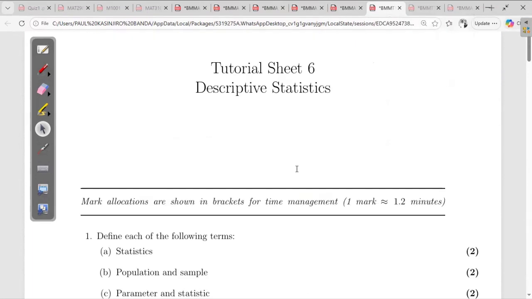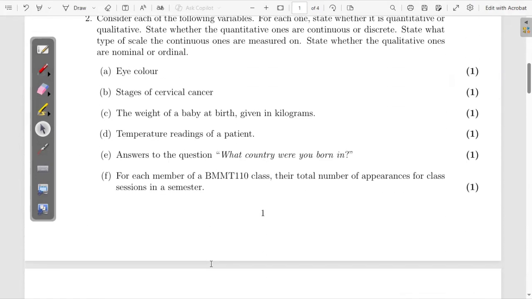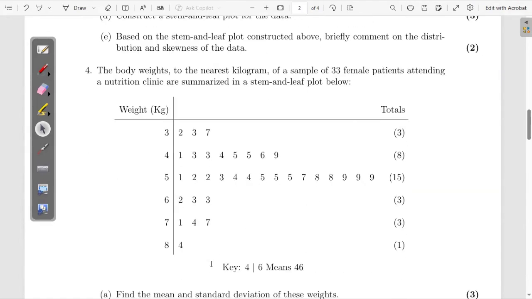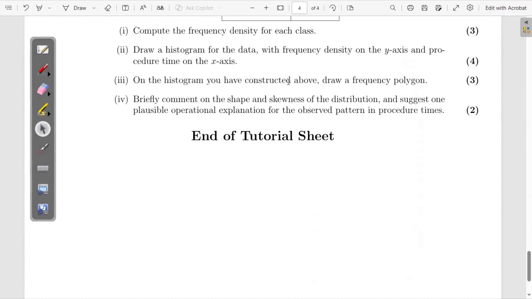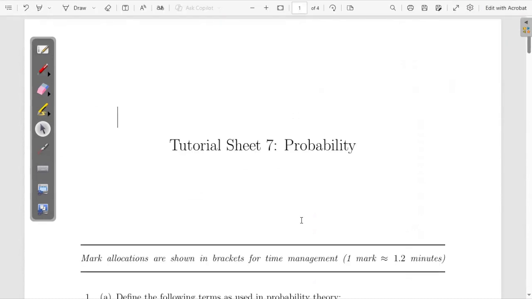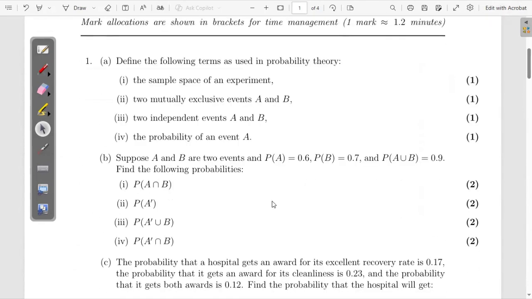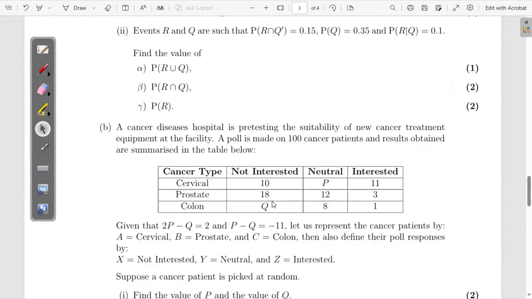Tutorial sheet 6 is on descriptive statistics. Again, we've done justice to this tutorial sheet. We've explained all the concepts clearly and you can access them on the website. All these questions have been solved. Tutorial sheet 7, which will be the last tutorial sheet on probability for semester 1, has also been solved. All these questions that you can see here have been solved and they're available on the website.